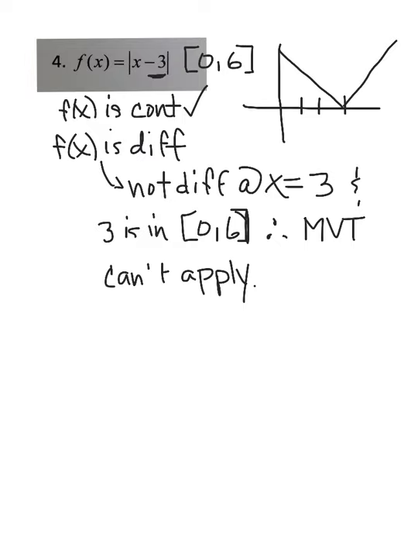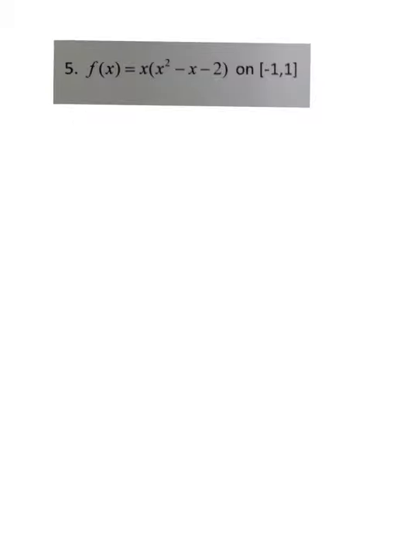All right, let's move on to the next one, the last one that we're going to do together. Okay, so number 5. I would simplify that. I think that's kind of ugly. So I'm just going to distribute that x through. So that's going to be x cubed minus x squared minus 2x.